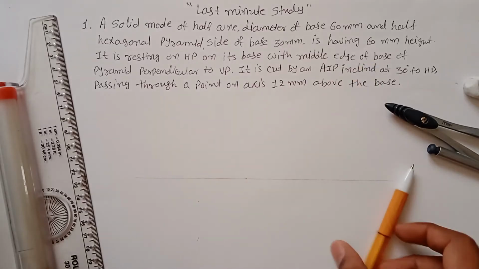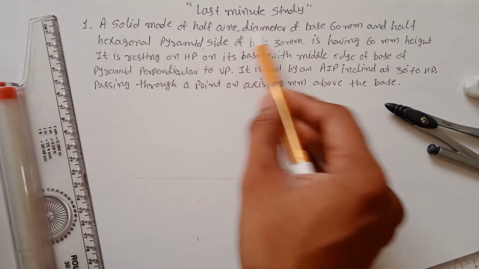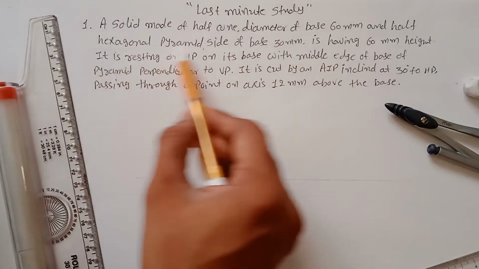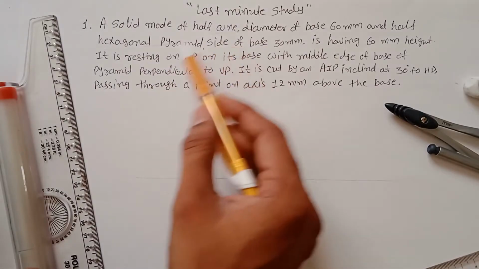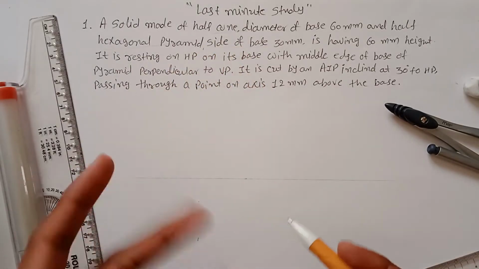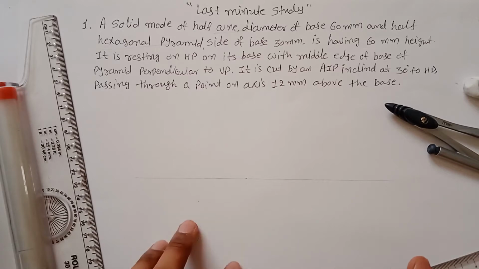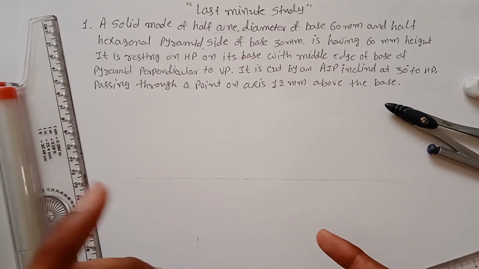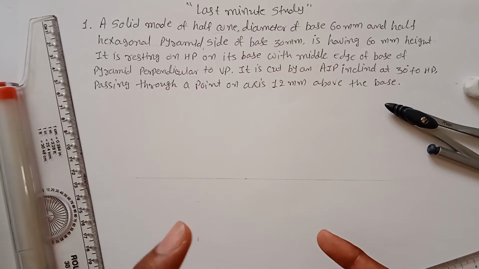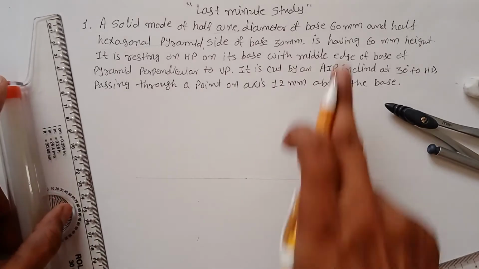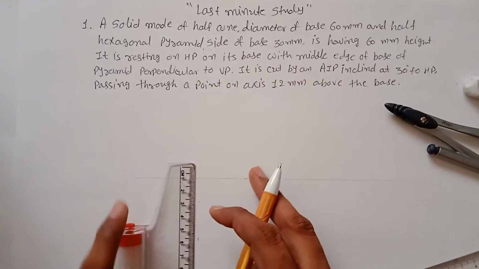So let's understand. Now the solid is made of half cone and half hexagonal pyramid. So half cone and half pyramid, so the front view will be a triangle, but the top view will be a combination of hexagon as well as circle. So first of all we are going to construct a hexagon. The size of the hexagon is 30 mm.